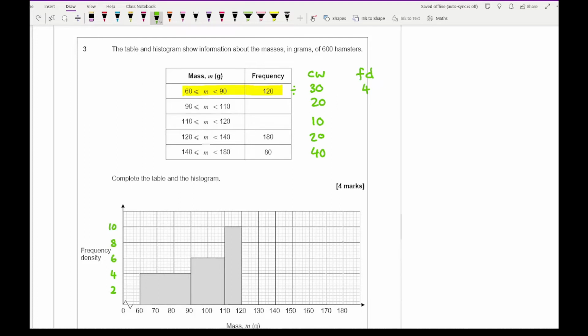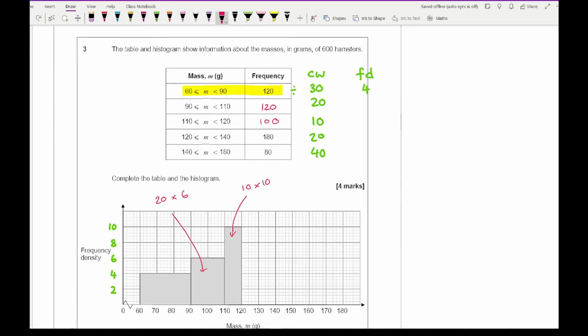So from this, I can then work out what the frequency is for the second one by working out the area of the box of the second one. So that's got a width of 20 and a height of 6. So it's going to be 20 times 6, which is 120. And for this one, it's going to be 10 times 10, which is 100. So as you can see now, I've completed the table.